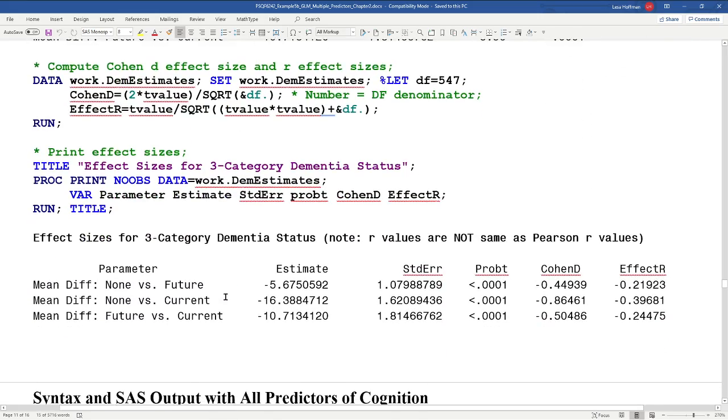And I did compute effect sizes for each of the individual mean differences in terms of Cohen's d's, or in the R metric. These are okay to report. We're not talking about them as contributions to the R-square. We're just talking about them as the standardized mean difference between groups. And so the none and future groups are about 0.4 standard deviations apart, whereas none and current are about 0.8. Yeah, 0.4, I should say, 0.8 and 0.5.